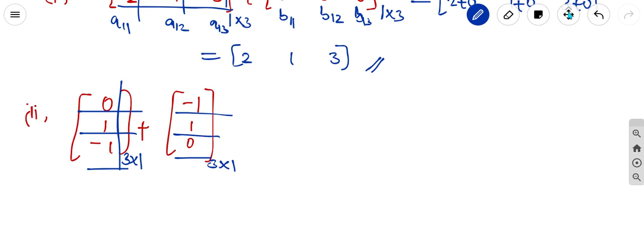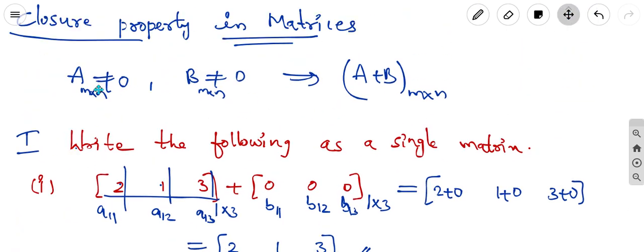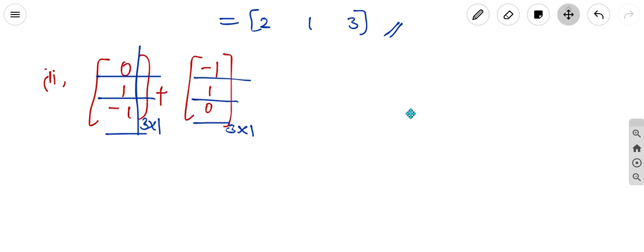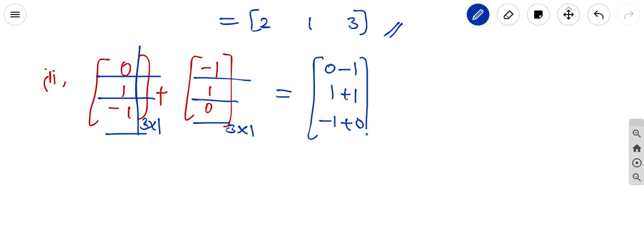Only matrices of the same order can be added. That is A m by n, B m by n, both non-zero matrices. Then we add those two matrices with the corresponding elements, and we get the same order, that is A plus B with the order m by n. Here also it is corresponding elements. So first row element, that is 0 plus minus 1 is minus 1, 1 plus 1, minus 1 plus 0. What is the single matrix? 0 plus minus 1 is minus 1, 1 plus 1 is 2, minus 1 plus 0 is minus 1.